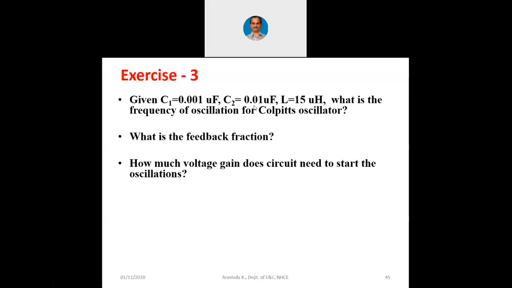C1 by C2, 0.001 by 0.01. So it is 1 over 10. And gain is C2 by C1. That is 0.01 by 0.001, that is 10. Yes. The gain is 10. Gain minimum has to be 10. That is directly evident. You don't need a calculator also to do that calculation. Now my question is, what is the frequency of oscillation?